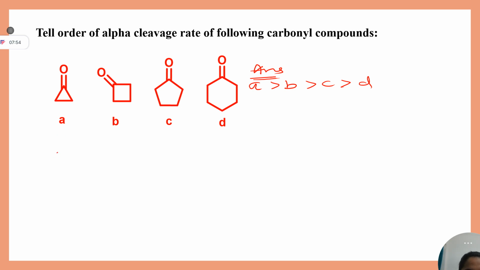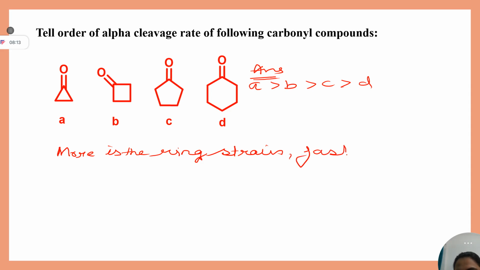Exactly. Very good. You have identified the correct explanation. The more the ring strain, the faster will be the rate of alpha cleavage. Very good.